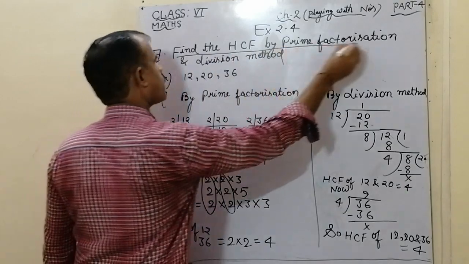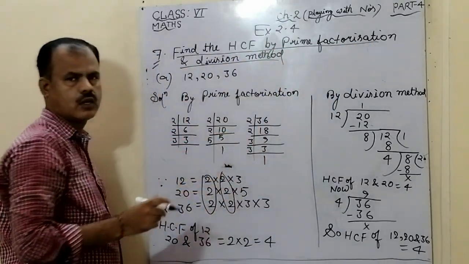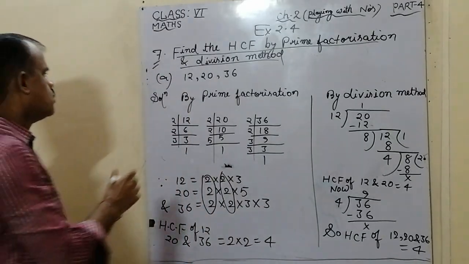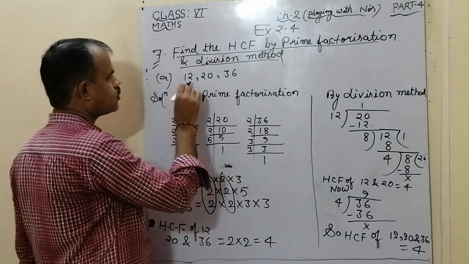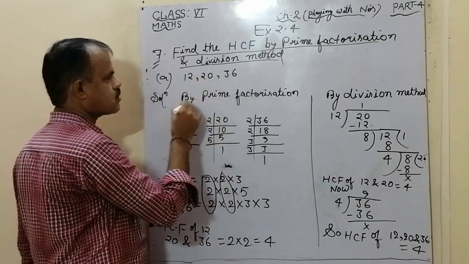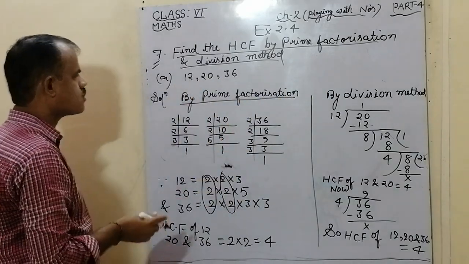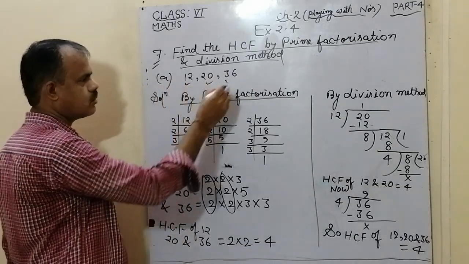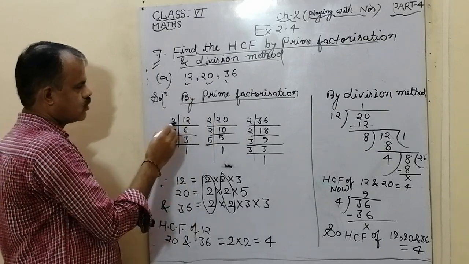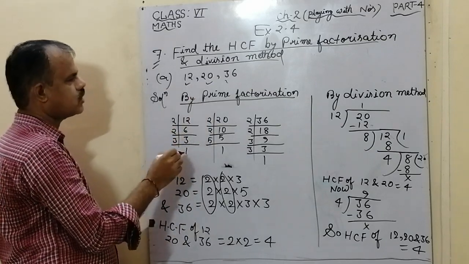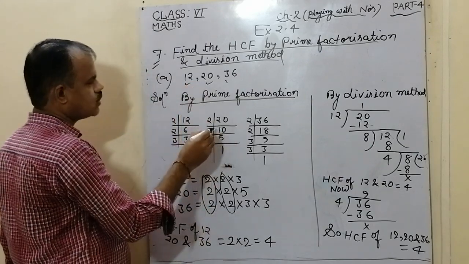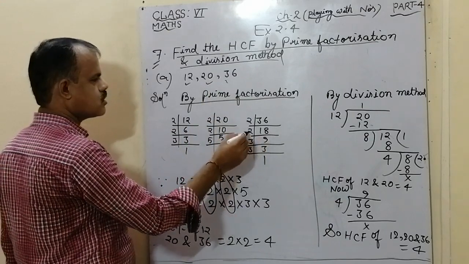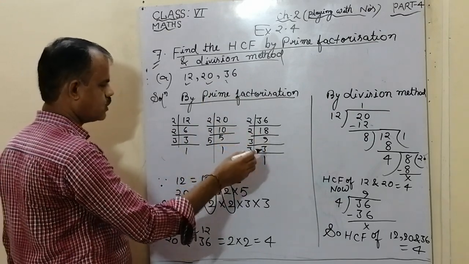Find the HCF by prime factorization and division method. We have to solve using both prime factorization and division method. So first see here, we have to find the HCF of 12, 20, 36 by prime factorization. First we take out the prime factorization of all three numbers. First number is 12: 2 6s are 12, 2 3s are 6, 3 1s are 3. 20: 2 10s are 20, 2 5s are 10, 5 1s are 5. 36: 2 18s are 36, 2 9s are 18, 3 3s are 9, 3 1s are 3.